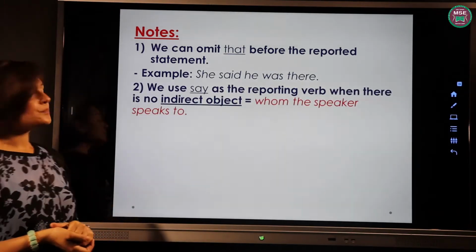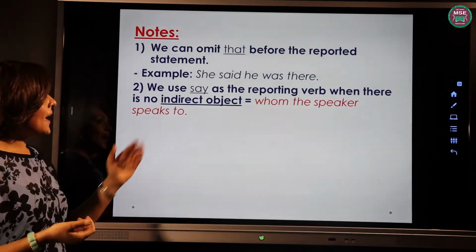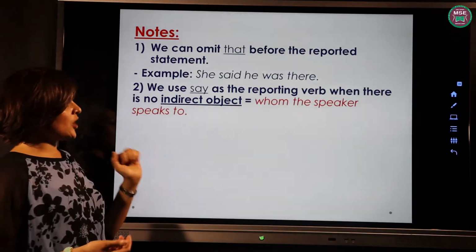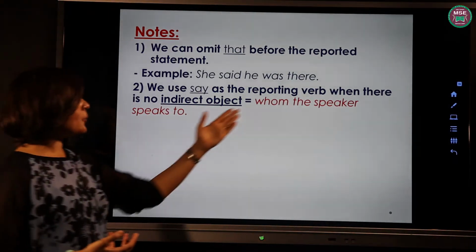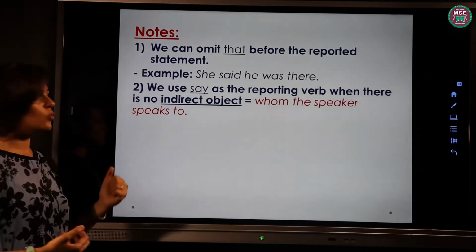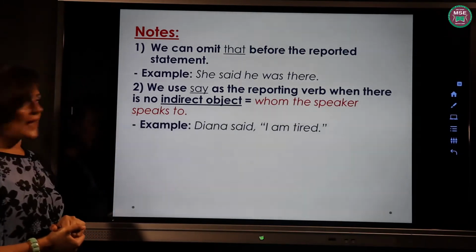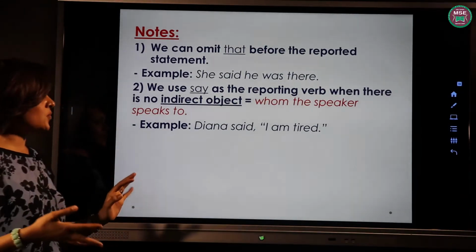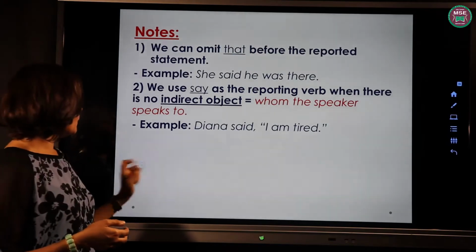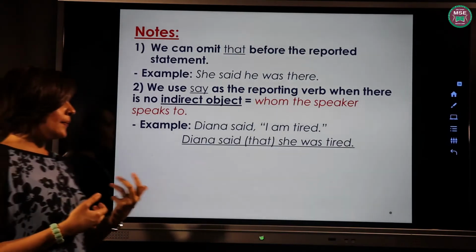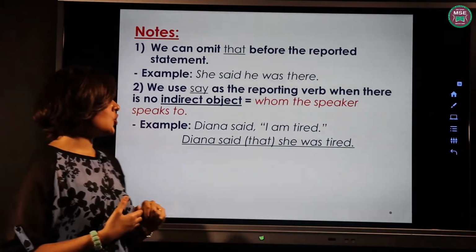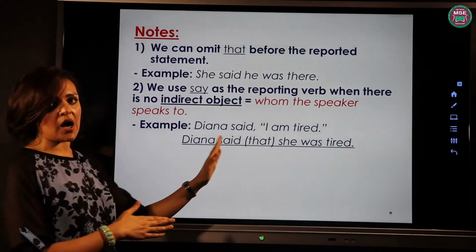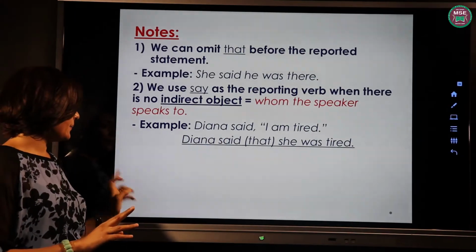The second one, we use say as the reporting verb when there is no indirect object. What is the indirect object? The person who I'm speaking to. For example, Diana said, "I am tired." She doesn't speak to anyone in this sentence, so it will be Diana said that she was tired. So I keep say as it is, which is said in the past, and I didn't change it anywhere.